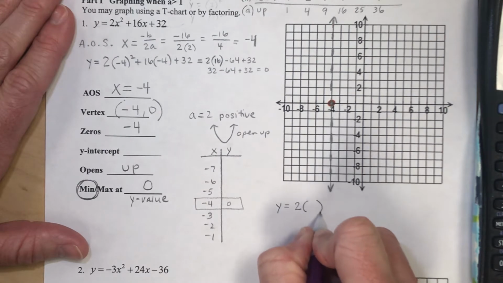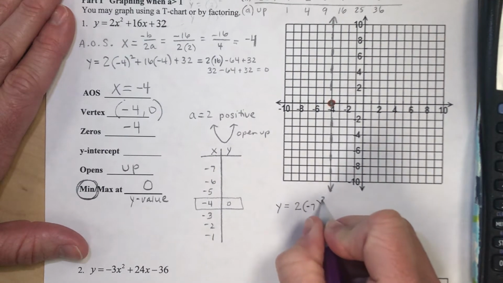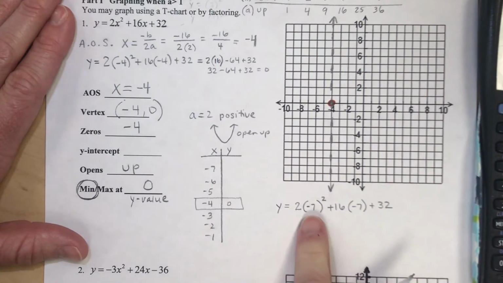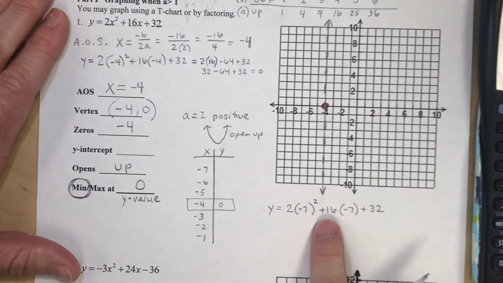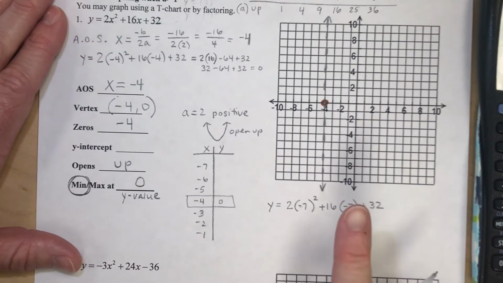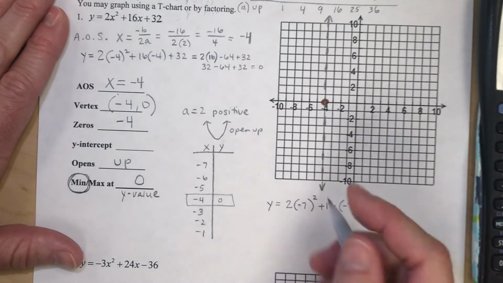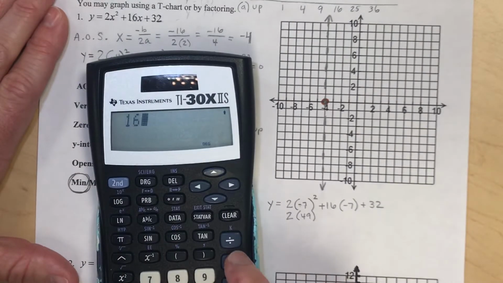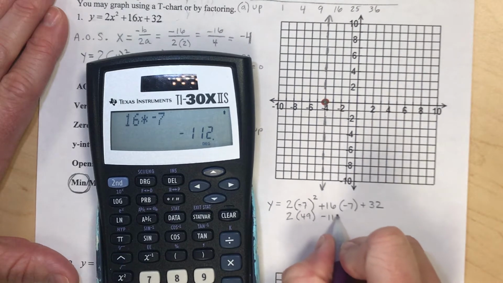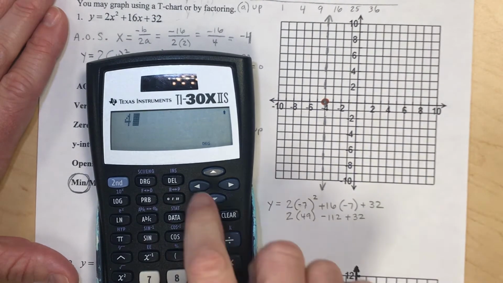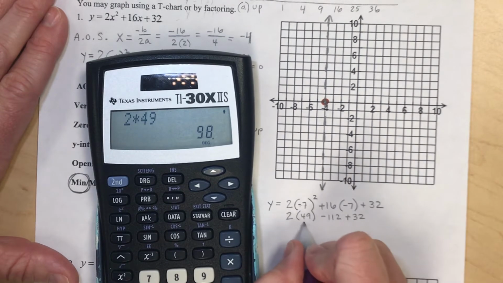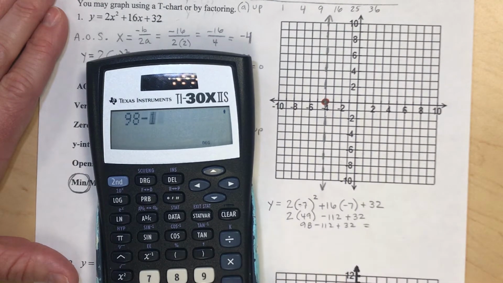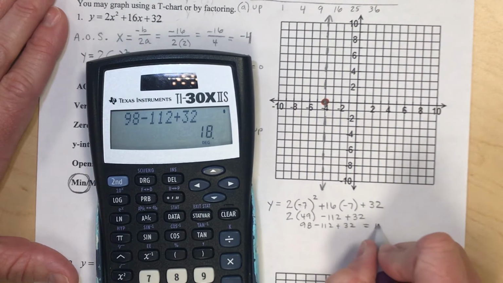We're going to have 2, and now since I'm inputting in -7, I need to use parentheses. And what you want to do is type this in exactly as you see it. I'll do only one by hand, and then the rest we're going to do on the calculator, and I'll just confirm this with us. So -7 times -7 is 49, and 16 times -7 is -112, and 2 times 49 is 98. Okay, 98 minus 112 plus 32 gets me 18.